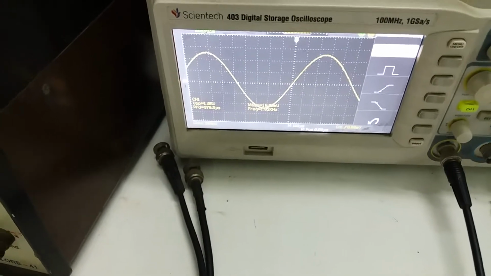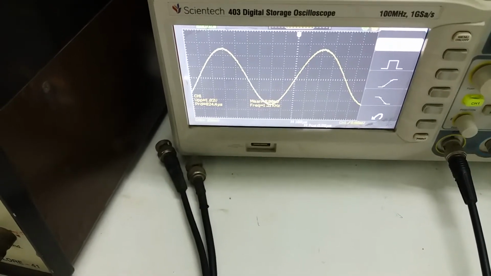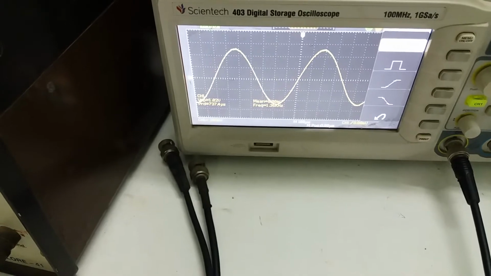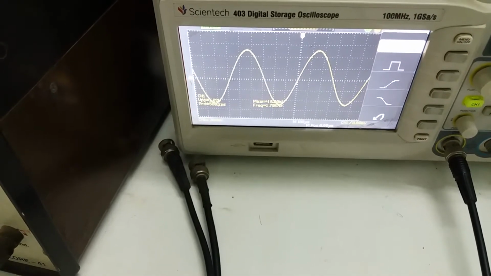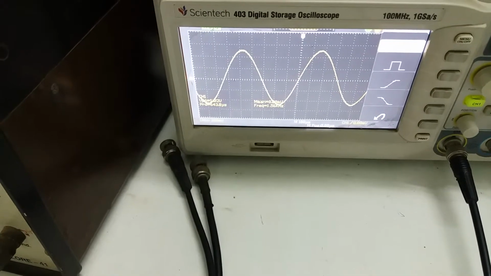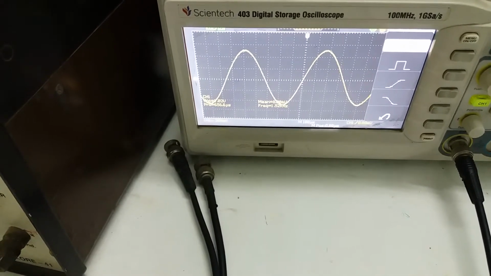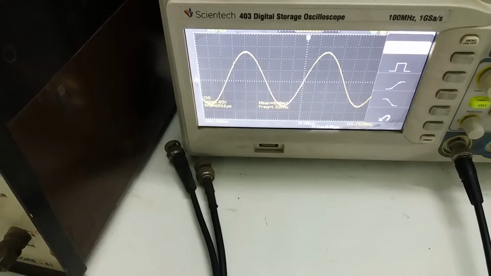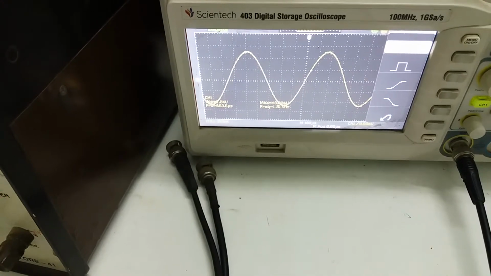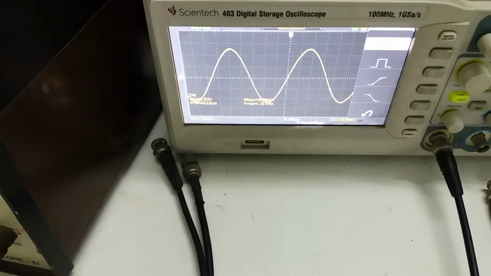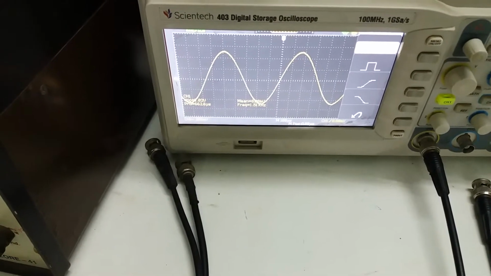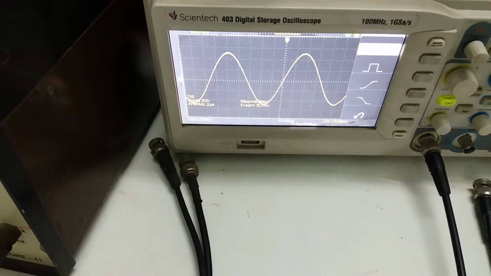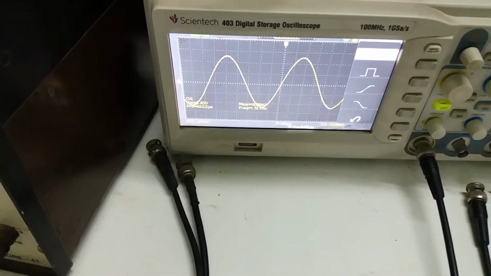I am going to raise the frequency to 1.5 and set it. So I have set 1.50 kilohertz. You can look at the frequency of 1.50 kilohertz, and the VPP is showing 1.002 volt.